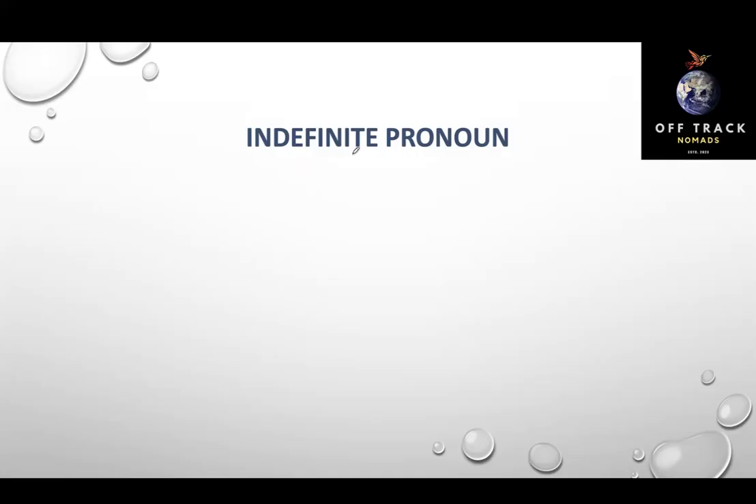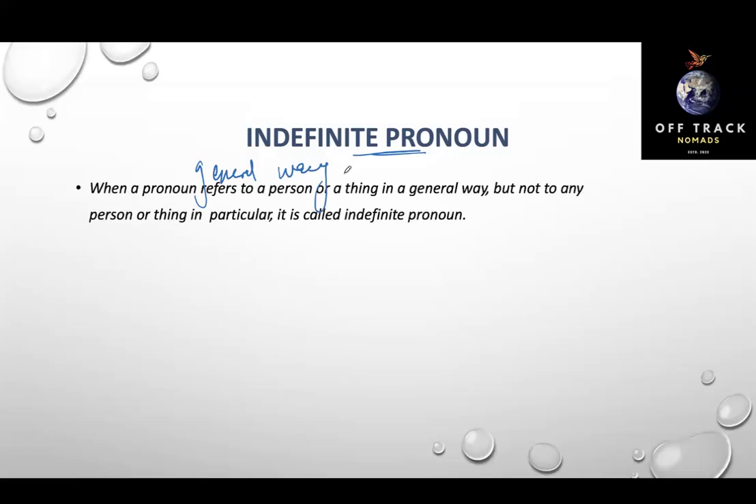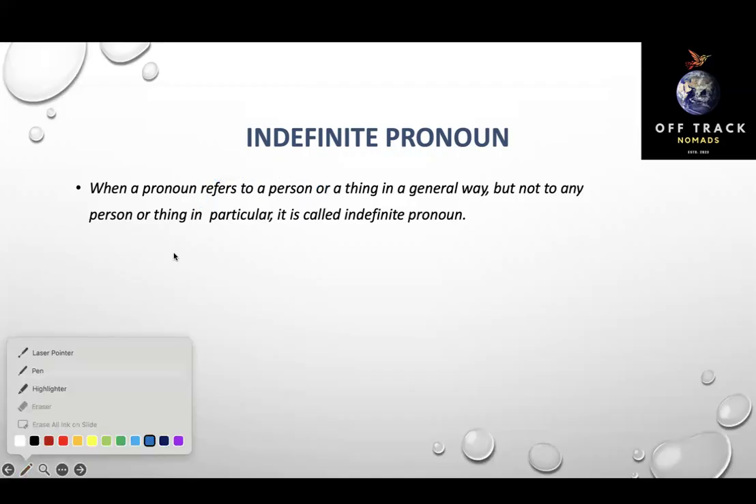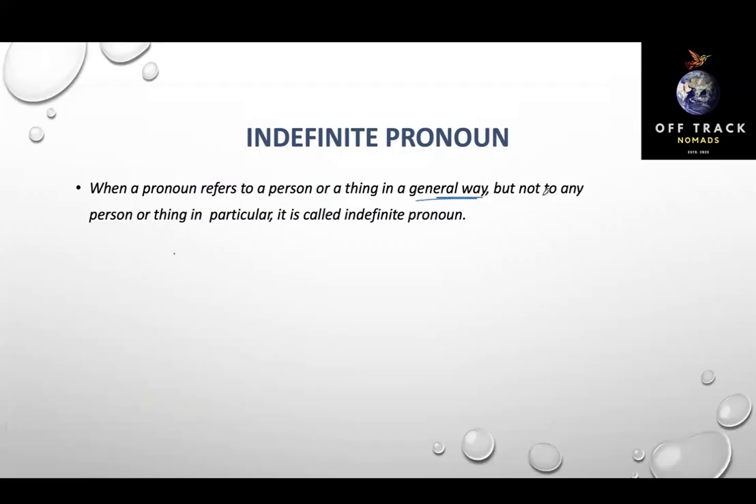So this is the next subtype of our pronoun video, that is indefinite pronoun. When I say indefinite pronoun, when a pronoun refers to a person or a thing in a very general way, okay, but not to any specific person or thing, it is called indefinite pronoun. So we have a definition here. Let's go through it once. So when a pronoun refers to a person or a thing in a general way, but not to any person or thing in particular, it is called indefinite pronoun.